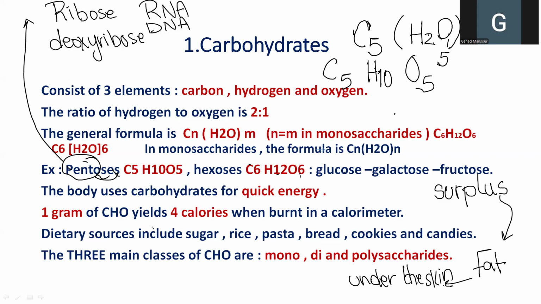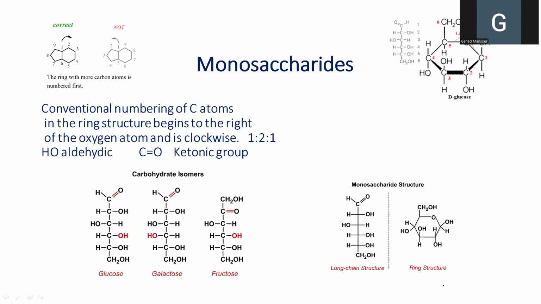Carbohydrates include monosaccharides, which are the simplest ones, disaccharides, and polysaccharides. Therefore, if you're ever asked to describe the three major classes of carbohydrates, you will be talking about mono, di, and polysaccharides. The monosaccharides are the simplest form of sugars, and as we've seen before, the monosaccharides can be either pentoses or hexoses.